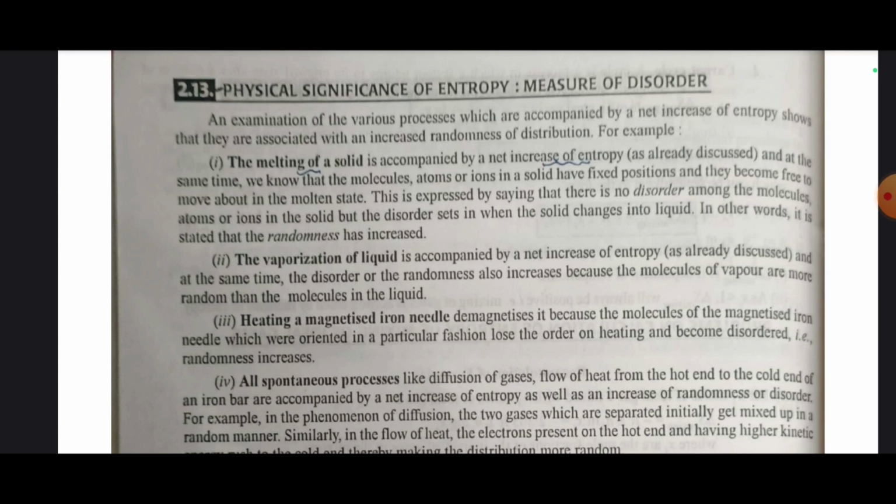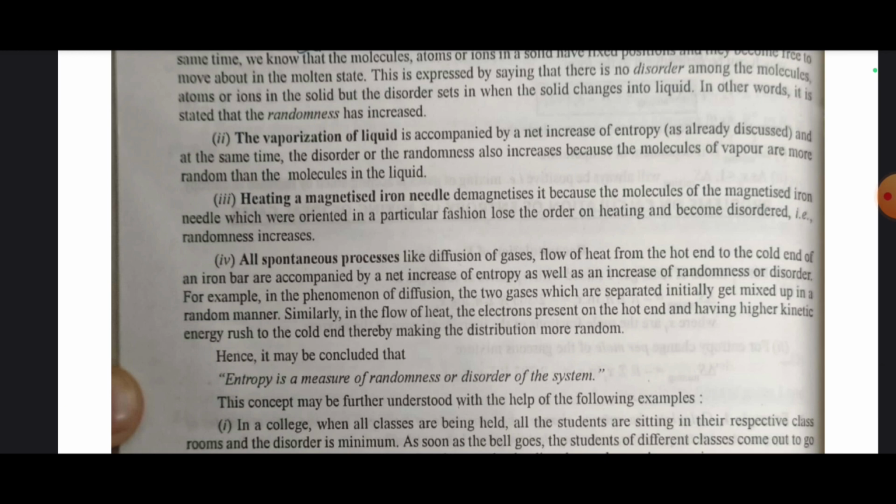Third, heating a magnetized iron needle demagnetizes it because the molecules of the magnetized iron needle, which were oriented in a particular fashion, lose the order on heating and become disordered, that is, randomness increases. Fourth, all spontaneous processes like diffusion of gas, flow of heat from the hot end to the cold end of an iron bar are accompanied by a net increase of entropy as well as increase of randomness or disorder.